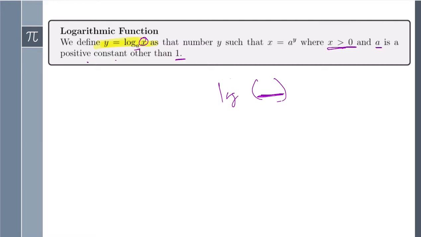So a cannot be 1, okay? It has to be other than 1. Those are the two conditions that we need to pay attention to.